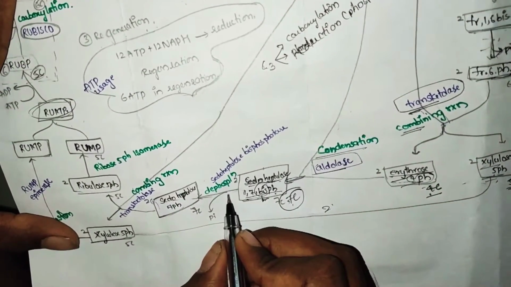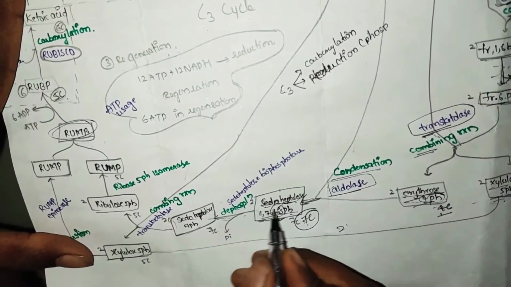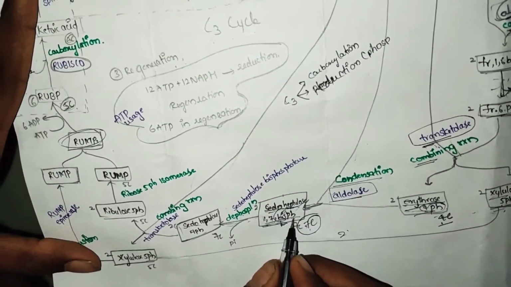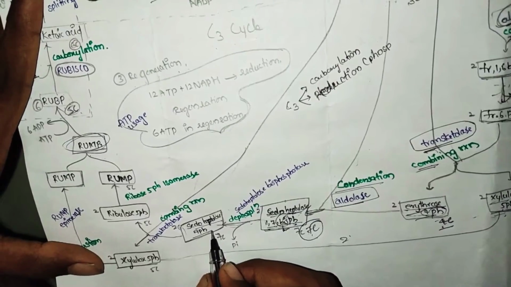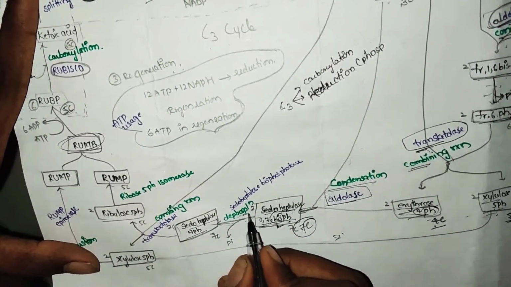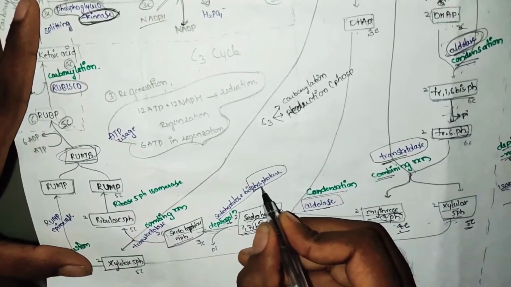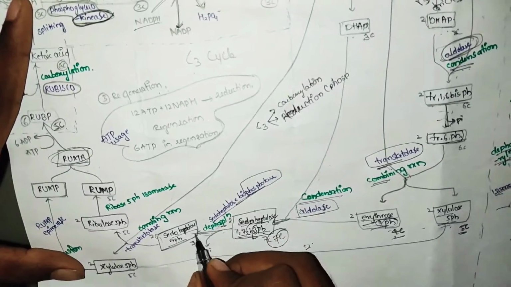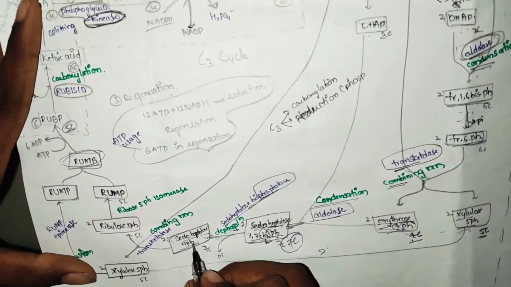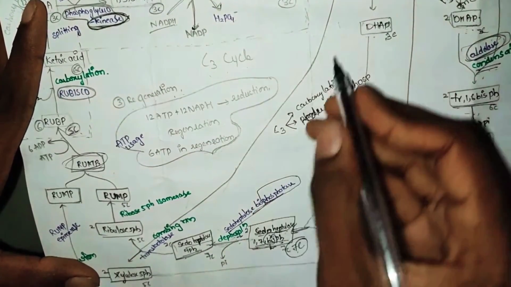And the next step is dephosphorylation, where sedoheptulose 1,7 bisphosphate is converted into sedoheptulose 7-phosphate. Wherever the dephosphorylation reaction takes place, it is the phosphatase enzyme. So sedoheptulose bisphosphatase enzyme is acting here to form sedoheptulose 7-phosphate.